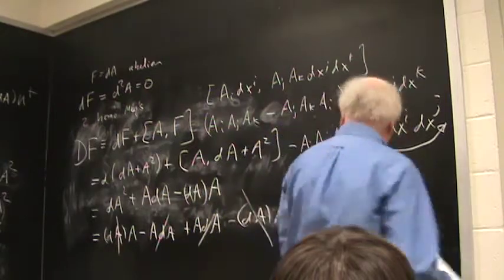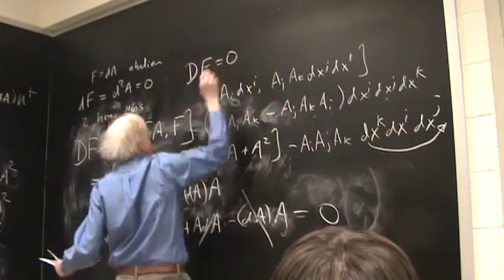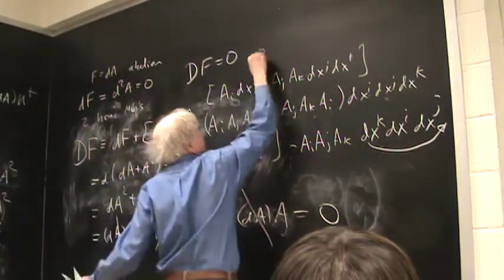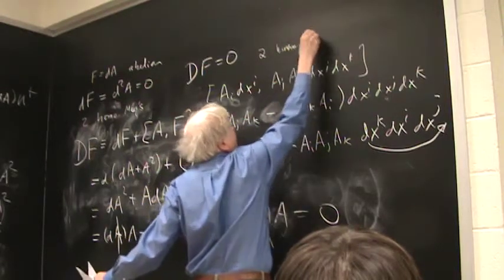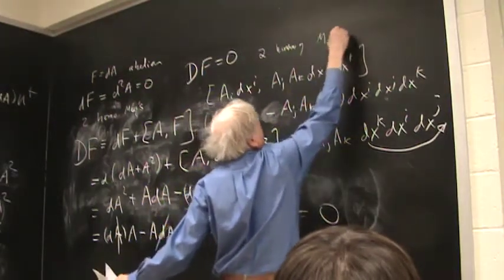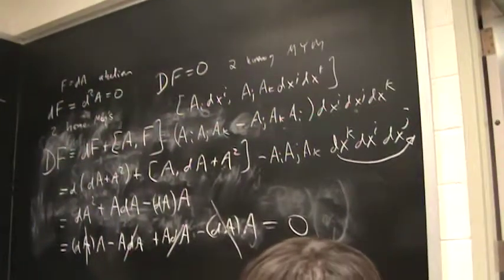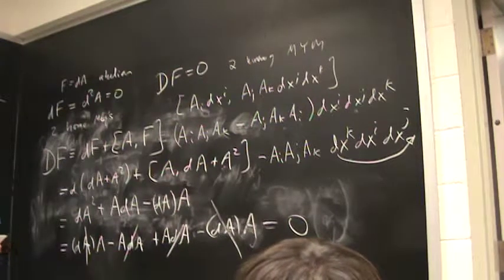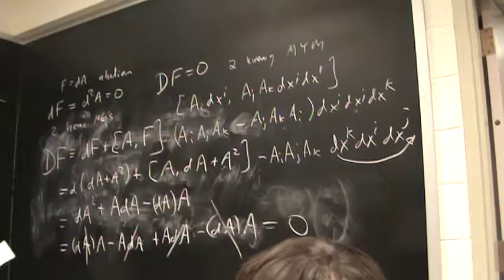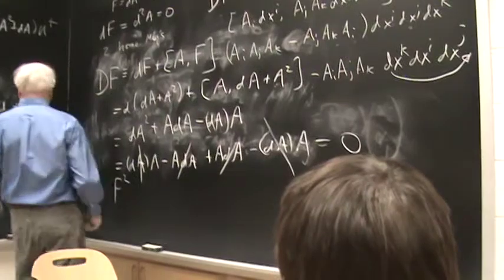Okay, so what do we have here? We have dF is zero, and these are the two homogeneous Maxwell-Yang-Mills equations. All right, now, what is F squared?